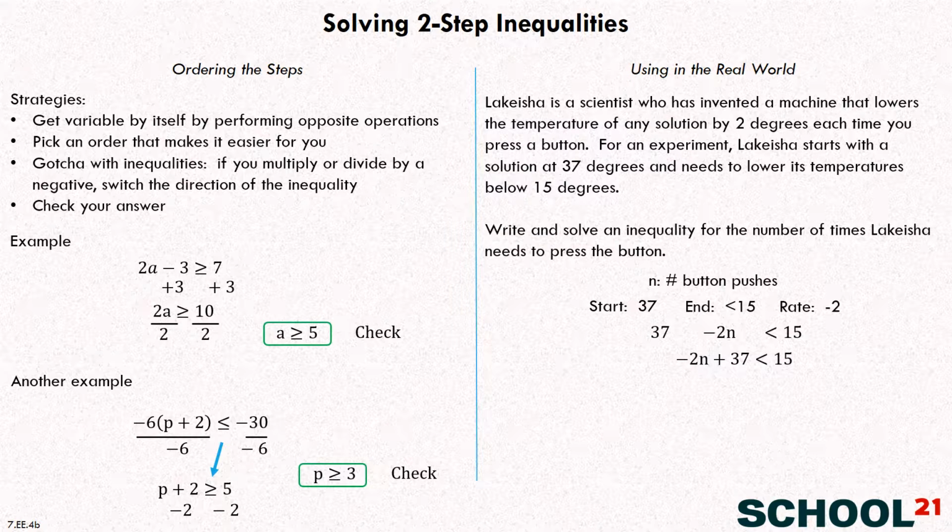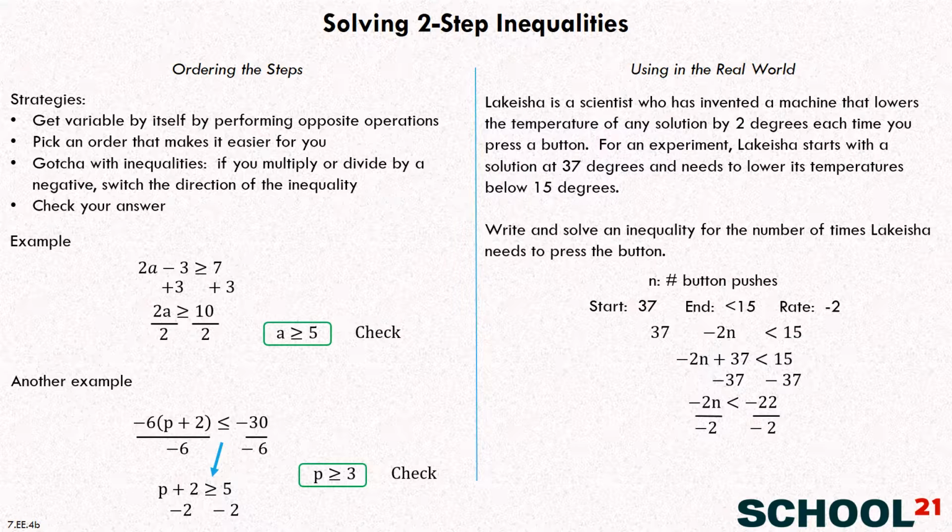We could divide by the negative 2, but then we'd be dealing with some fractions. So probably better to subtract 37 from both sides to get rid of that 37. On the left-hand side, we'd just be left with negative 2n. On the right-hand side, 15 minus 37 is negative 22. Now, we need to get rid of that negative 2. What's it doing to the n? It's multiplying, so we're going to do the opposite and divide.